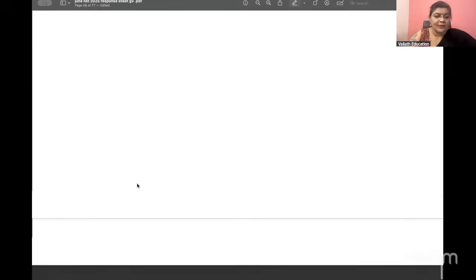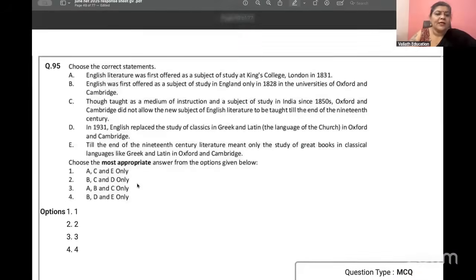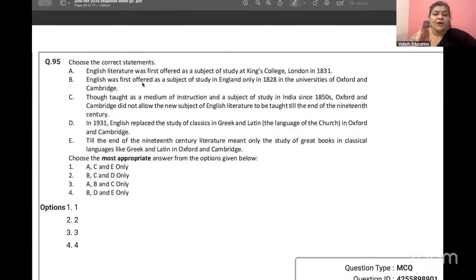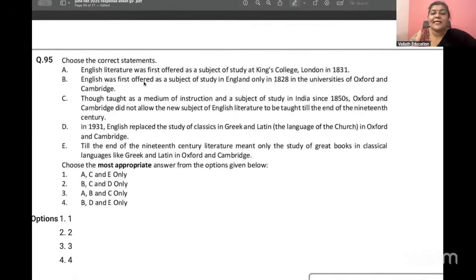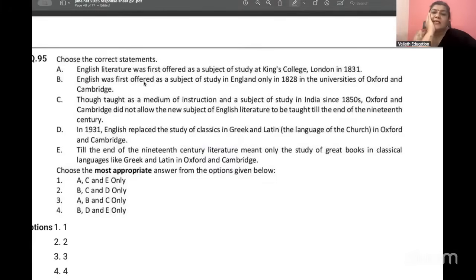Now look at this one. Next one. English literature was offered as a subject of study at King's College, London in 1831. English literature. You might think it is wrong, but look at the next one. English was first offered as a subject of study in England. Arey yaar. English means English language. English language came in 1828 and then English literature in 1831.